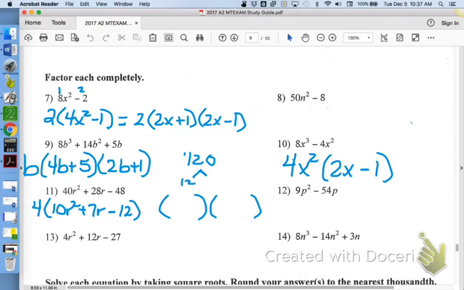We got 12 and 10. That's not going to work.